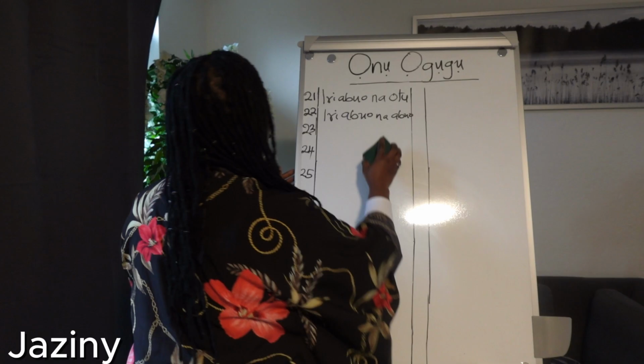What will be 50? Tell me, what is 50 going to be? Iri ise. What is 60 going to be? Iri isi. 70. Iri asa. 80. Iri asato.